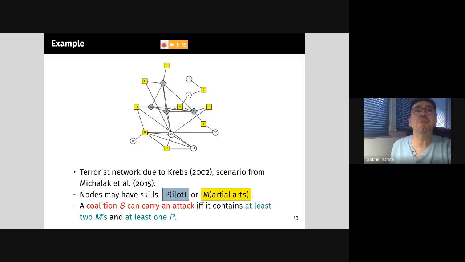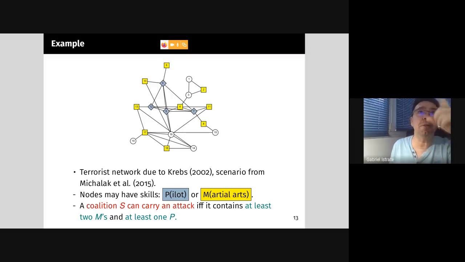Okay? Let me give you a more informative or intuitive example. Post 9/11, people in the political science literature have looked at terrorist networks. There is a well-known study due to Krebs, which assembled the network of contacts of the people that hijacked the airplanes on September 11. The scenario that I'm presenting is a version of one that was used in other papers in the literature.